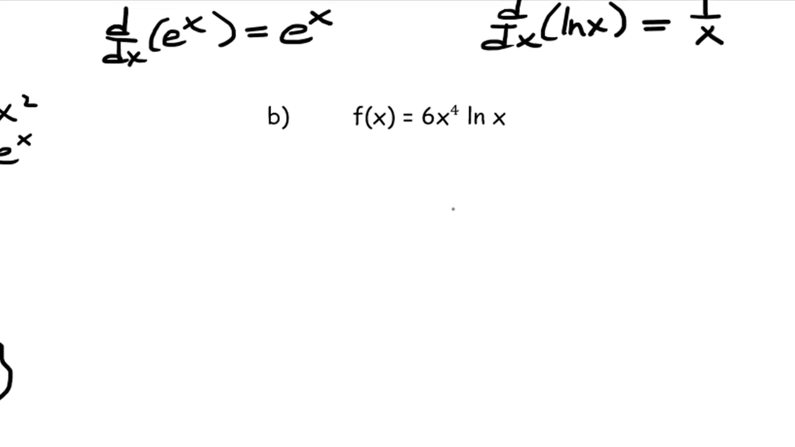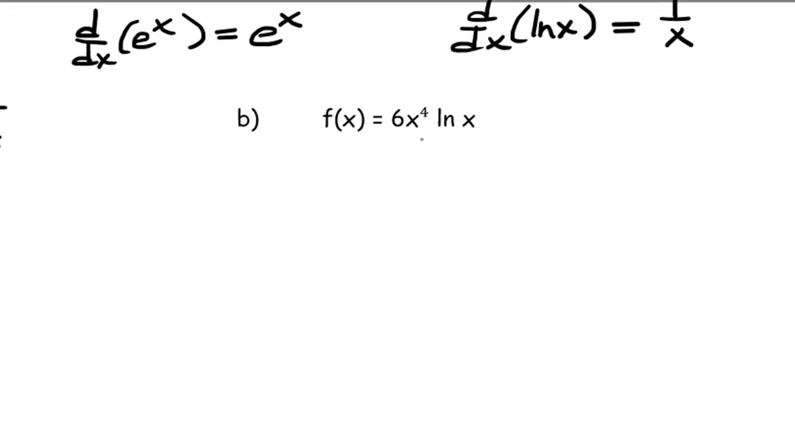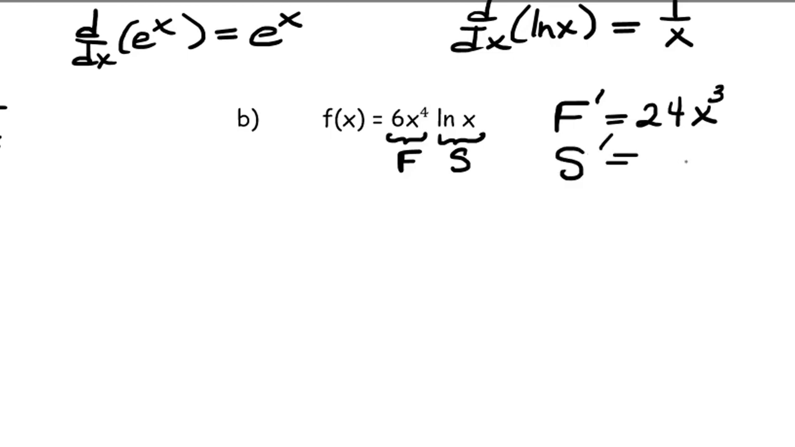Okay, let's try part B. So again, we have something with an x, so we'll call that our first function, times something with an x, that'll be our second. So the derivative of 6x to the fourth, bringing the 4 out front, we get 24x to the 1 less than 4, which is 3. And then the derivative of the second function, natural log of x, is just 1 over x.